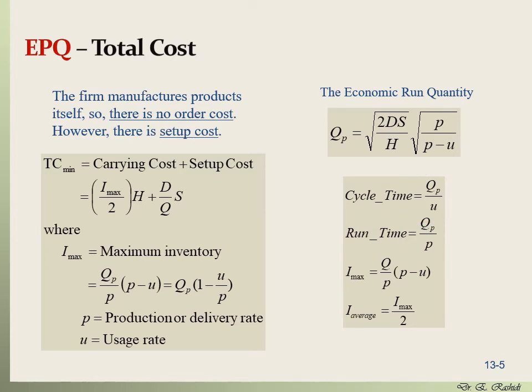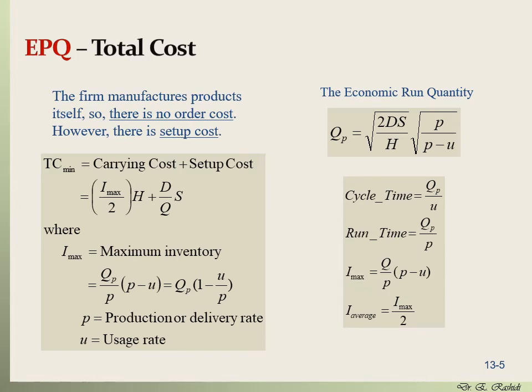We can also compute the runtime. The runtime is the time period that you only have production, and that's going to be the quantity that you want to produce divided by P, which is the production rate. That's going to give you how many days, for example, you need to run to produce QP. Imax, as we found here, is QP divided by P multiplied by P minus U. If you use the QP here, that's going to give you the maximum inventory level at optimality. And the average inventory level is just Imax plus 0 divided by 2, or Imax divided by 2, the maximum inventory level divided by 2.